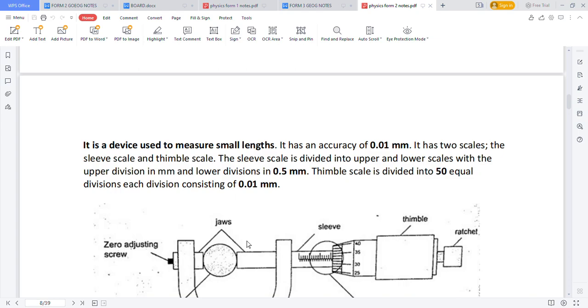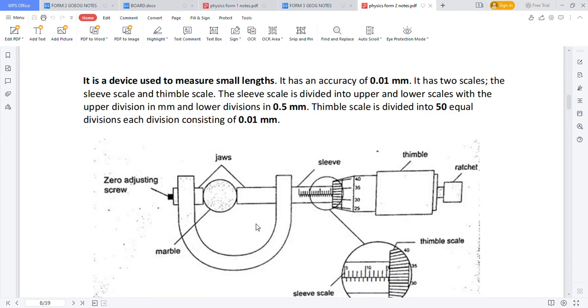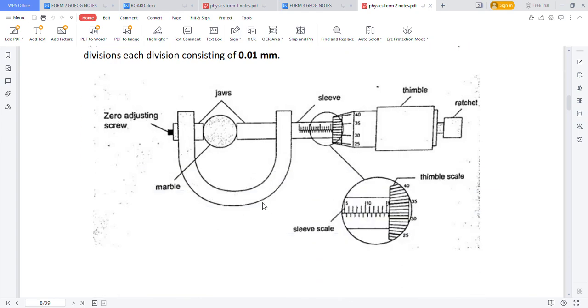The thimble scale is divided into 50 equal divisions, each division consisting of 0.01 millimeters. So this is what is called a micrometer screw gauge. This is the micrometer screw gauge. This is the zero adjusting screw. Then you have the anvil, the jaws, the sleeve scale, then the thimble, then the ratchet.